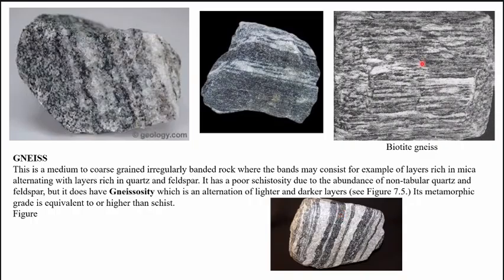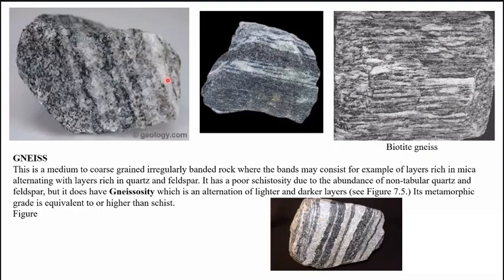You can see here under this biotite that the separation is not serious. But by the time you get to banded gneiss, it means the separation has started taking place. So gneiss is a medium grained, irregular, banded rock where the bands may consist of layers rich in mica. You can see this dark layer rich in mica, alternating with layers rich in quartz and feldspar. You can see the light colored one, quartz and feldspar.